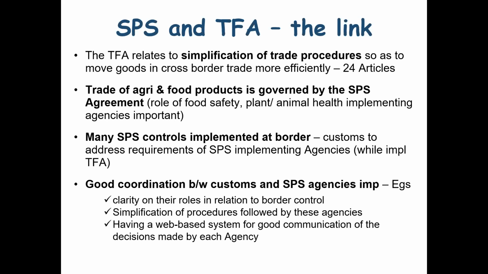So you need good coordination between these on clarity of their roles in relation to border control, simplification of procedures, possibly having a good e-based or web-based system of communication. So if a decision is made at the border point, it again goes to the animal health or the plant health or the food safety department, and then it comes back again to the customs to allow the consignment to come through. And on this, we are working on a project through the US Department of Agriculture in Bangladesh now to establish this system. So there are different assistance being given to establish this.